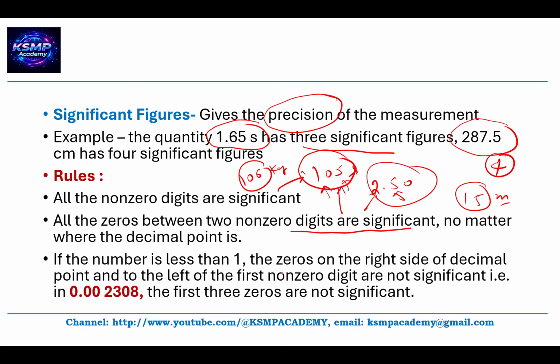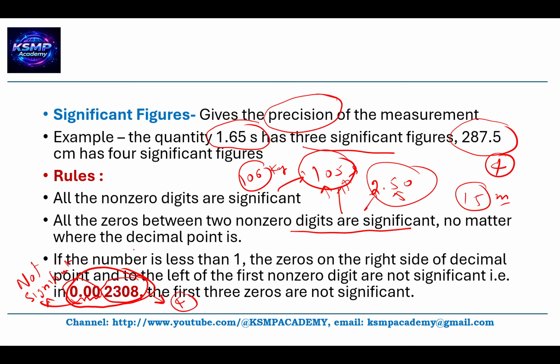Now let us look at the third rule, that is if we have a number less than 1. One example is given here, 0.002308. In this you see the total number of significant figures is 4. The zeros, if the number has a decimal value, to the left, that is these 3 zeros, are not significant.